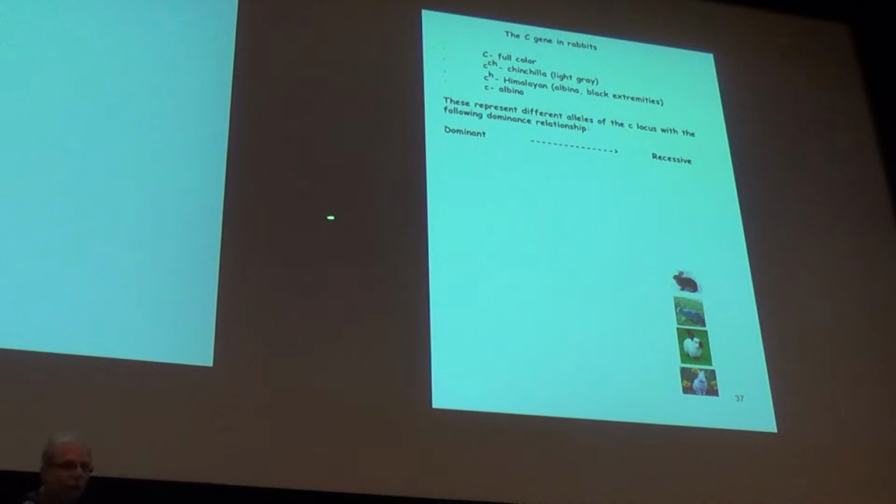And what you will find when we do this experiment, and you'll see in a minute, is that there is a gradation of dominance to recessive across these alleles. And that gradation goes as full color is the most dominant, followed by chinchilla, followed by Himalayan, and then finally the most recessive is the albino. And the way you do this, you test the 2 alleles one at a time in a diploid.